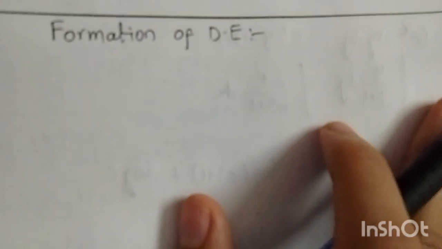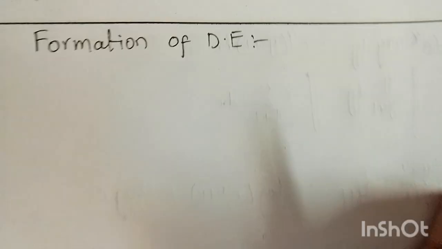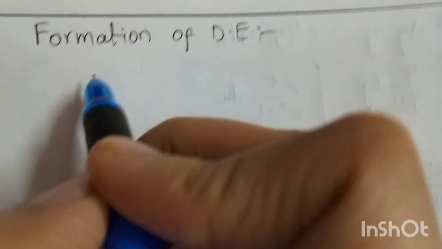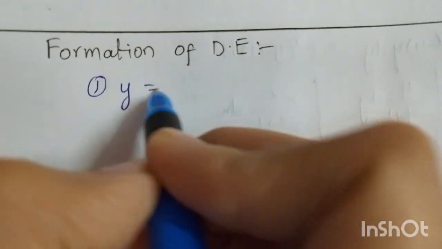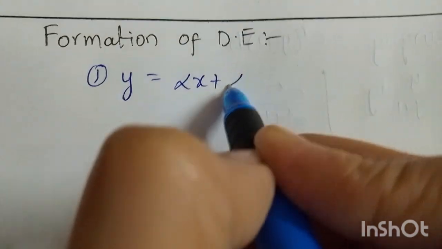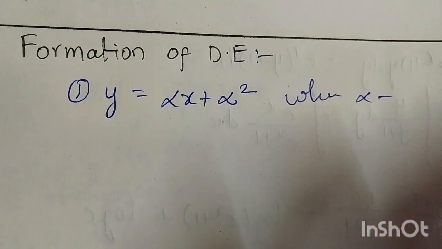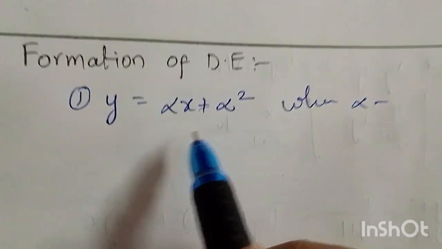So first we should learn some basic topics, like formation of differential equation. So how do we form it? We have to eliminate the arbitrary constants. For example, this is the question: y is equal to alpha x plus alpha square, where alpha is an arbitrary constant. And now you have to find the differential equation. Then what do we do?